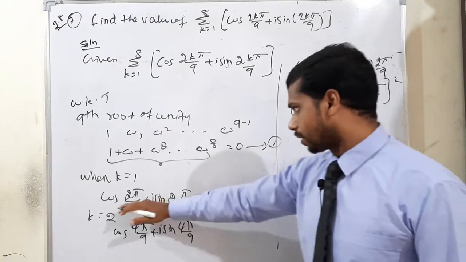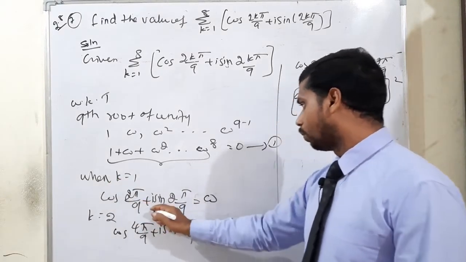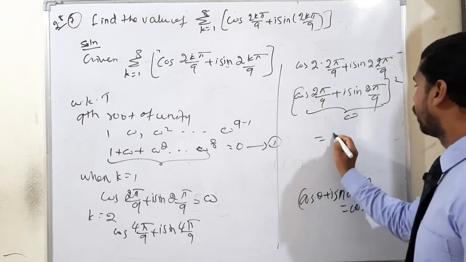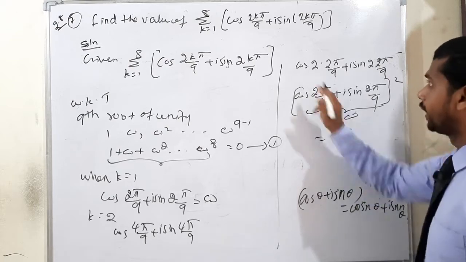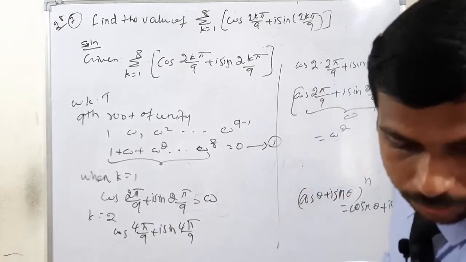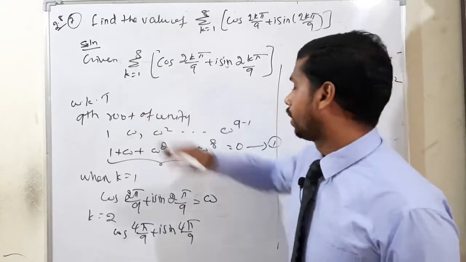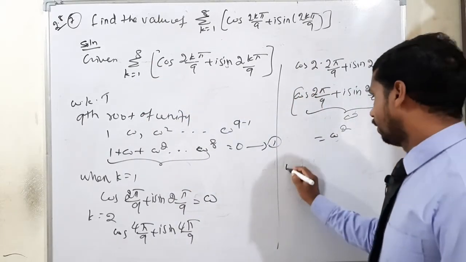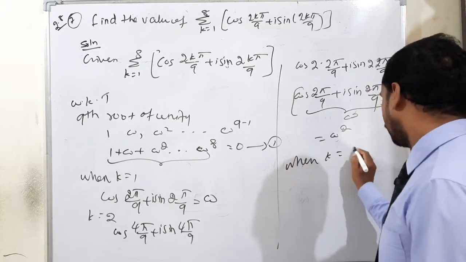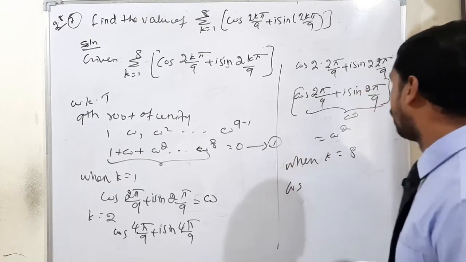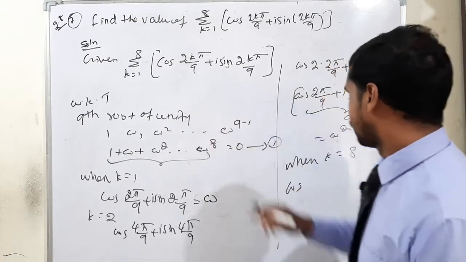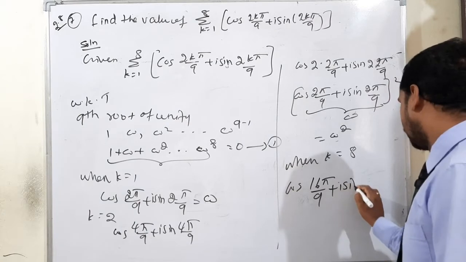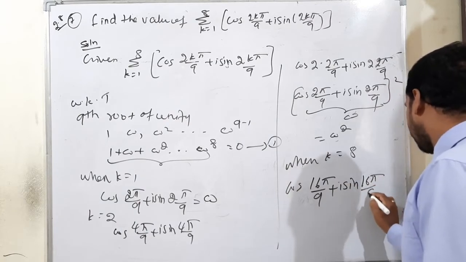Already we considered the first step when k is equal to 1, that is cos 2 pi by 9 plus i sin 2 pi by 9, which is omega. So we can write omega square when k is equal to 2. We have to find it up to 8. I will write the last one. When k is equal to 8, what will happen? Cos of 2 into 8, 16, so 16 pi by 9 plus i sin 16 pi by 9.